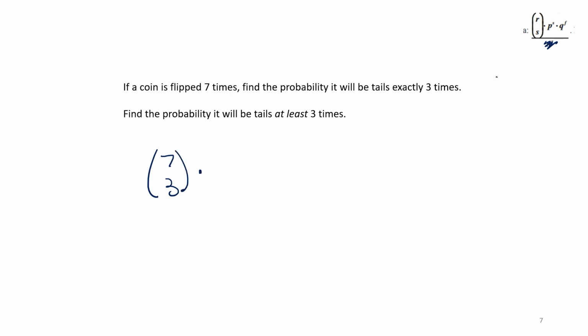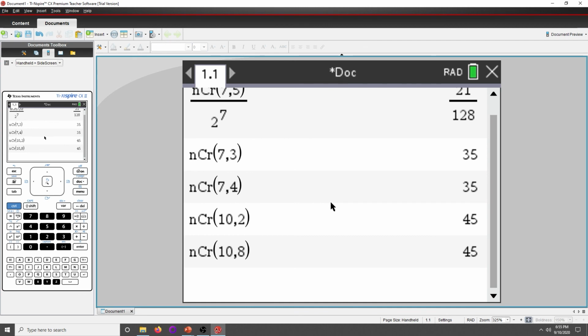And then the probability of success is 0.5. It's a coin. To the third, because that's how many successes. And then the probability of failure is the same, and then we raise it to the fourth, the number of failures. That's the only place the F comes into play. And then we will go type this in.